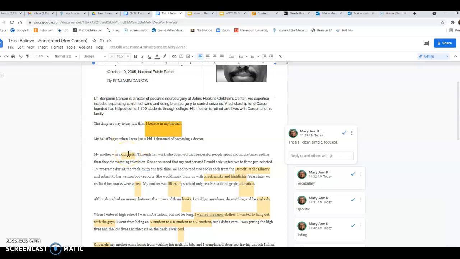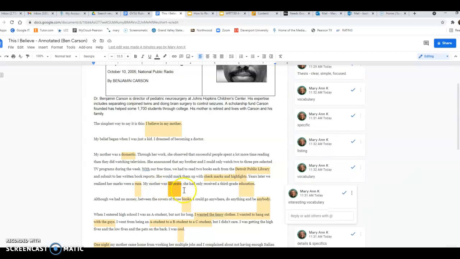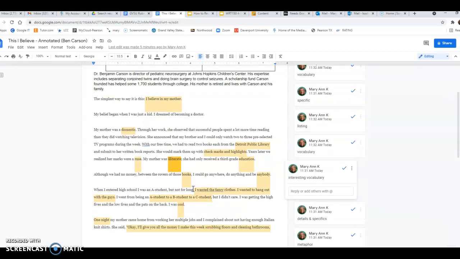He is aware of his audience. So his mother was a domestic. The choice he could have made was to say a maid. He didn't say maid. He said domestic. Here's other vocabulary that he chose to use for his audience. He said that his mother was illiterate. His choice was he could have said she couldn't read, but he said she was illiterate.